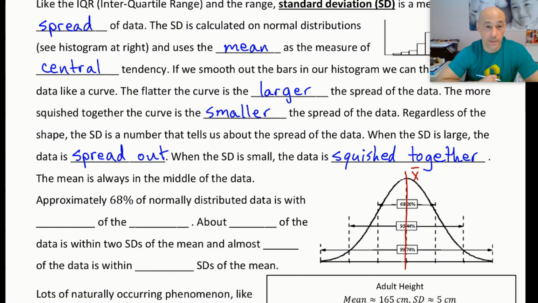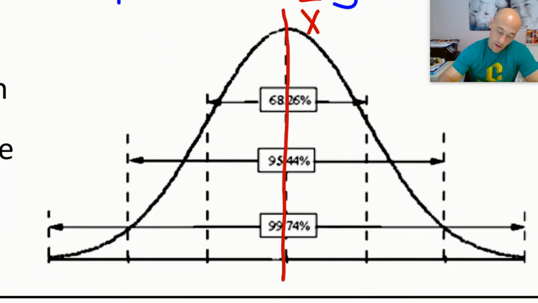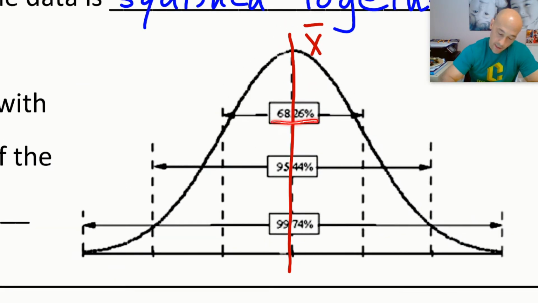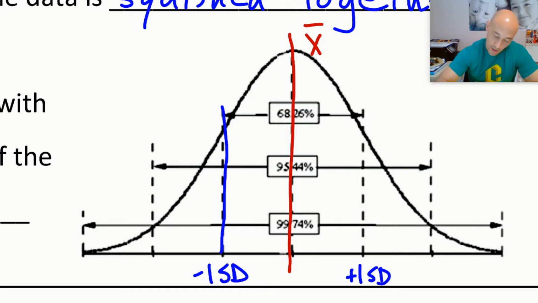Approximately 68% of normally distributed data is within one standard deviation of the mean. So if we have the mean here, notice that this says 68% of the data goes from here to there. So this is -1 standard deviation right there. This is +1 standard deviation, and that's -1 and +1 from the mean.